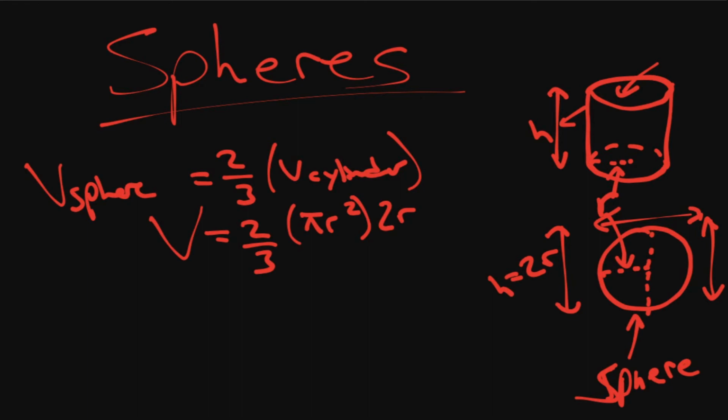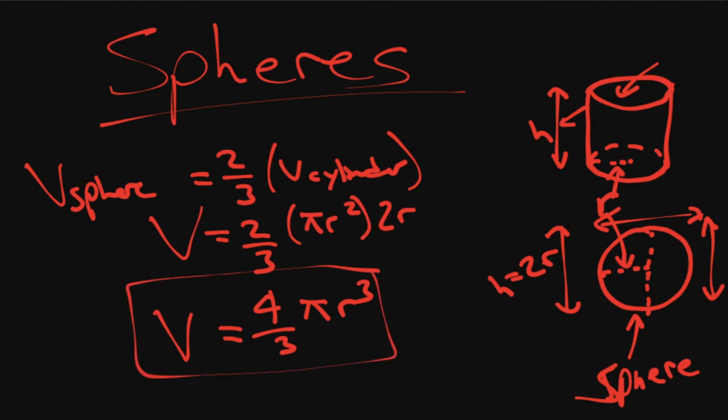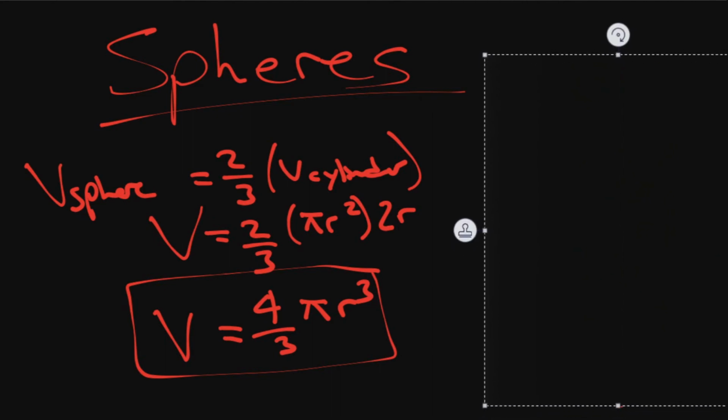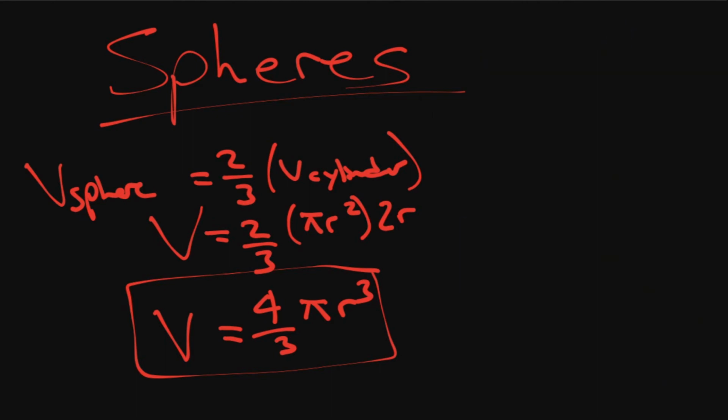in this equation, when we collect the like terms, as we did in one of the earlier videos, 2 times 2 is 4, and the 3 is still there, the pi is still there, r squared times r is r cubed. And that is how we get the formula for the volume of a sphere. So if we have the radius, then we can easily calculate the volume.